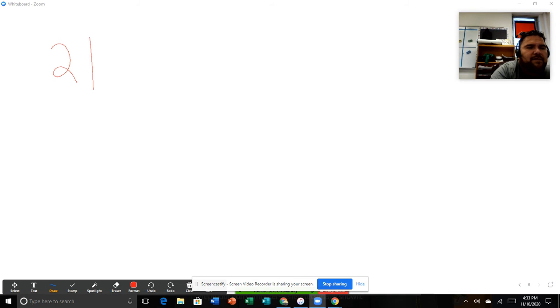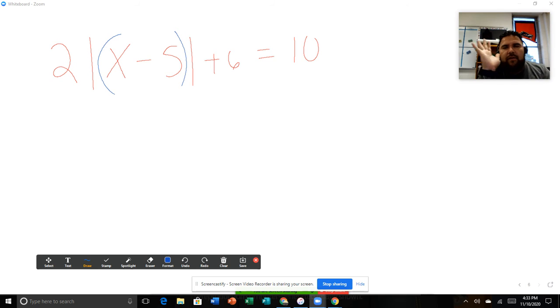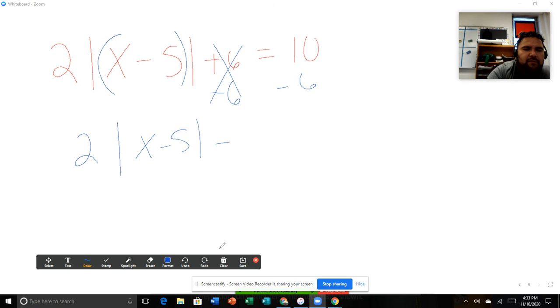So let's say we have 2 times the absolute value of x minus 5 plus 6 equals 10. Right? Now, in this situation, we have two things. One thing that I want you guys to make sure that you're aware of is the 2 times absolute value of x minus 5. Again, you're treating this as if it's its own variable, as if it's by itself. So treat it as if this was 2 times y plus 6 equals 10, and you were solving for y. Okay? First thing you want to get rid of is this plus 6. So we subtract 6 from both sides. We're good so far. We have 2 times the absolute value of x minus 5 is equal to 4.